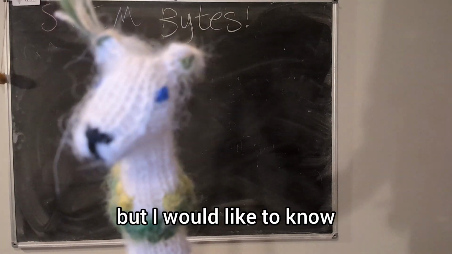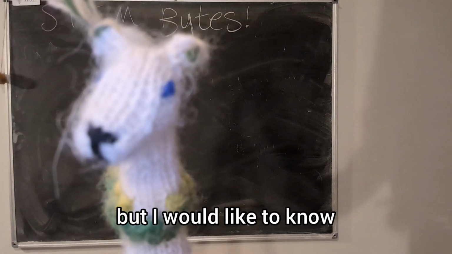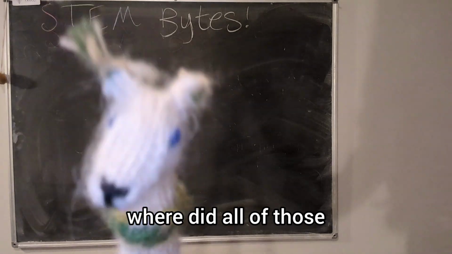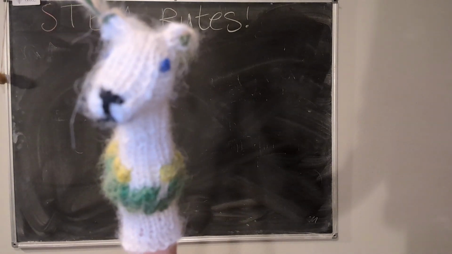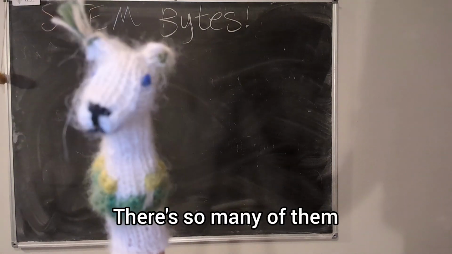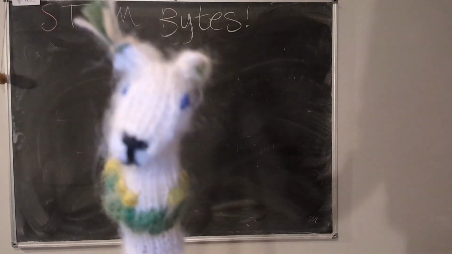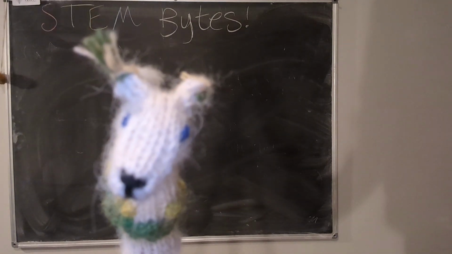Excuse me, but I would like to know, where did all of those symbols come from in calculus? There's so many of them. I don't get it. What's going on?